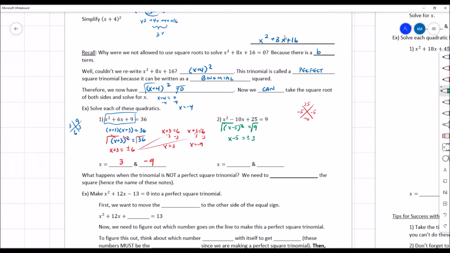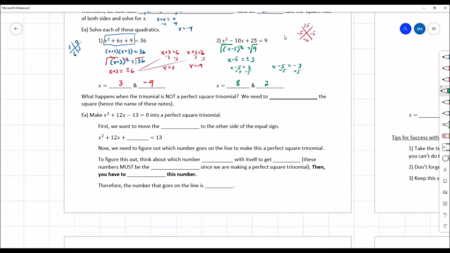And then I solve both possibilities. I solve for when x minus 5 equals 3, and I solve for when x minus 5 equals negative 3. Add 5 to both sides, x equals 8. Add 5 to both sides, x equals 2.